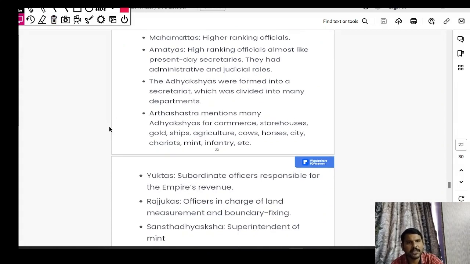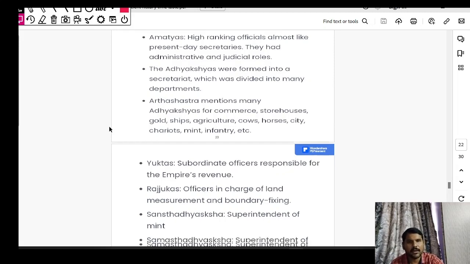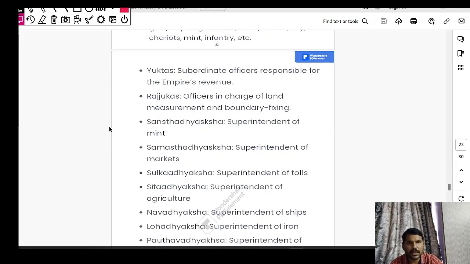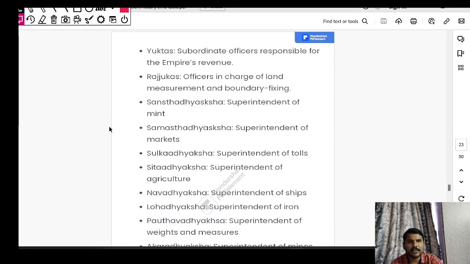The Arthashastra also mentioned storehouses, ships, gold, agriculture, etc. Kautilya's Arthashastra, and we have also seen Mudrarakshasa by Vishakhadatta, Megasthenes' Indica, etc. The Puranas and the Buddhist texts are important sources. And you have other officers: Yuktas, Rajukas, Sansthyadyaksha. So you can pause the page and look at these things.